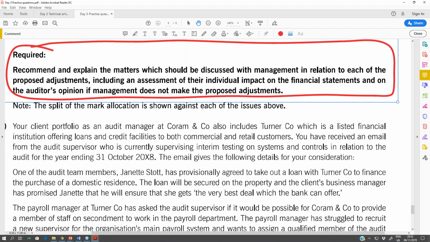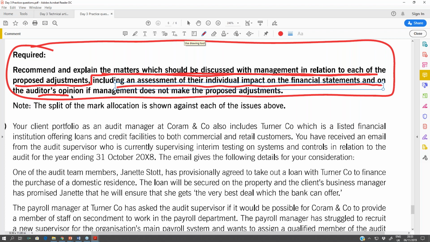recommend and explain the matters which should be discussed with management in relation to each of the proposed adjustment. So what matters will you be discussing with management in relation to each of the proposed misstatements? We have 3 proposed misstatements, right? And the examiner is asking us the matters which you should be discussing with management in relation to each of the proposed misstatements, including an assessment of their individual impact on financial statement and on the audit opinion if the management does not make the adjustment.